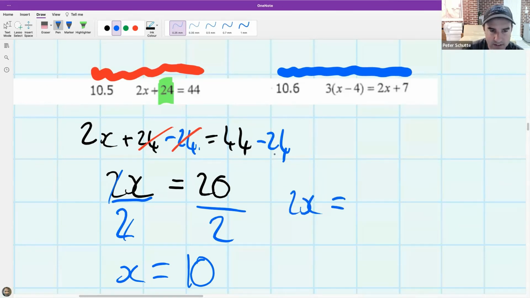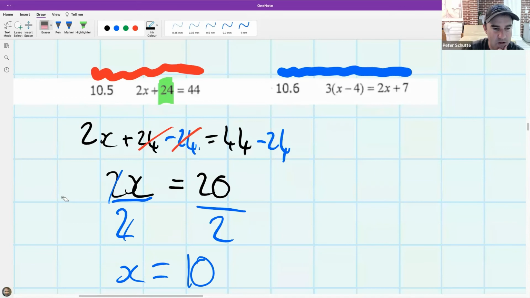Now on the right-hand side, I can't just do one thing and not do the same thing to the other side. So that's why you see a minus 24 on the other side. And so, sir, what you see is 44 minus 24 is 20. Yes, sir. Okay, but now can you see why I divided by 2 in the next step? Where was that coming from?